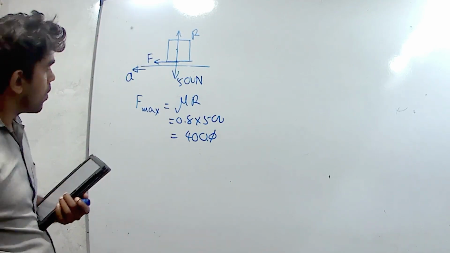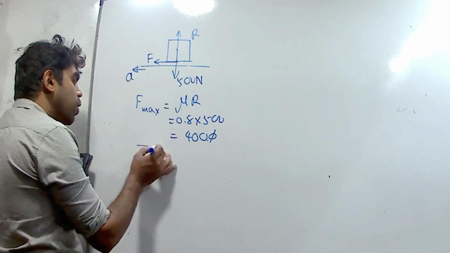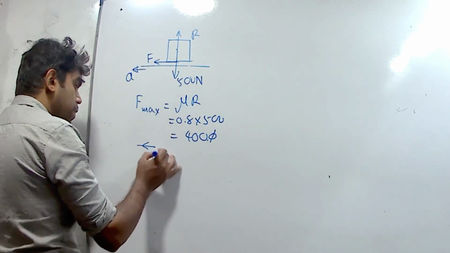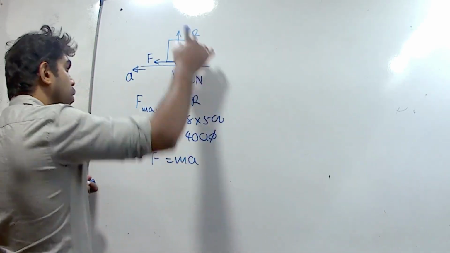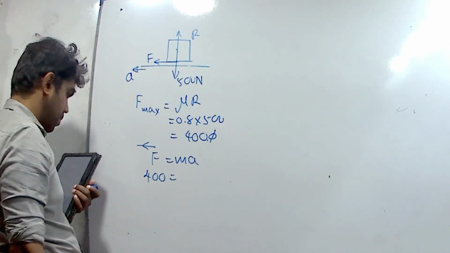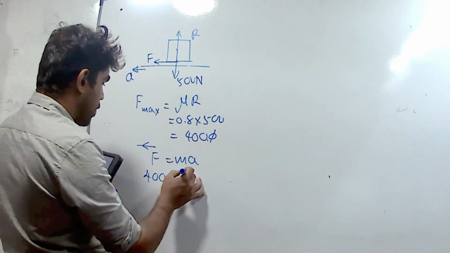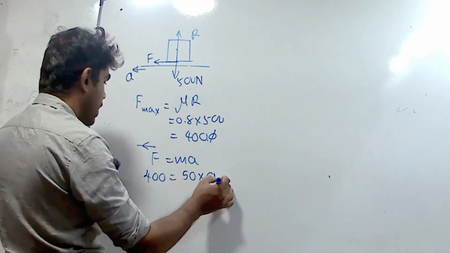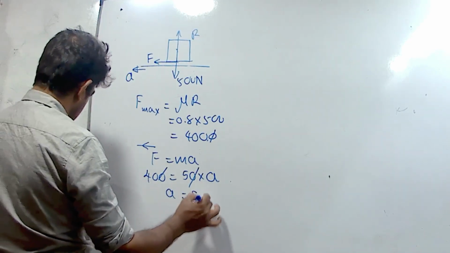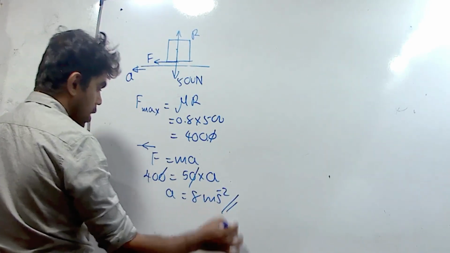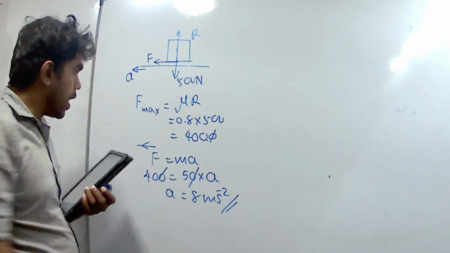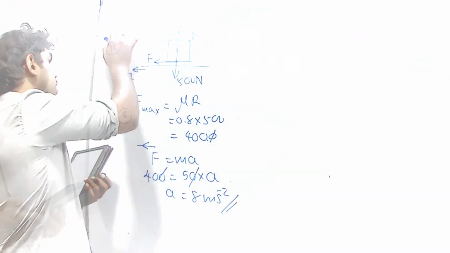Then we can find the acceleration corresponding to the maximum frictional force. We can use F equals ma for the box. F is 400, mass 50, we have to find acceleration. Then acceleration is 8 meters per square second. It is the maximum acceleration of the lorry. Then 3 is correct for question number 11.